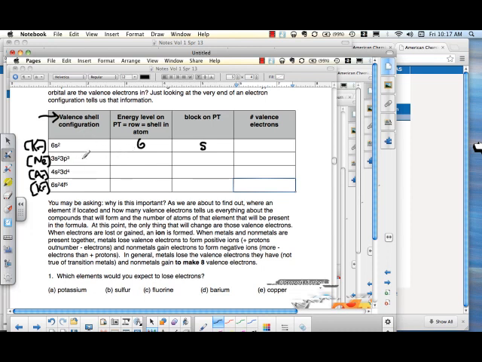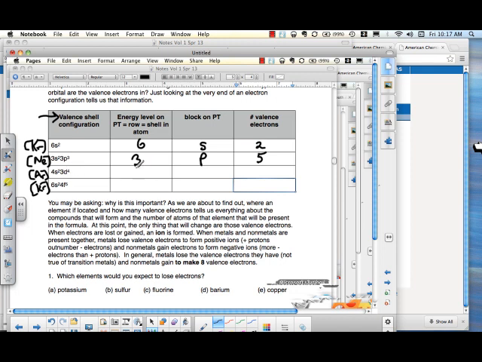So what row is it on? It's on the 3rd row. What block is it in? It's in the P block because it ends in a P. How many valence electrons? 2 plus 3 is 5. The outside shell is the 3rd shell, so 5. Oops, skip that one. On the 1st row, how many valence electrons? 2.